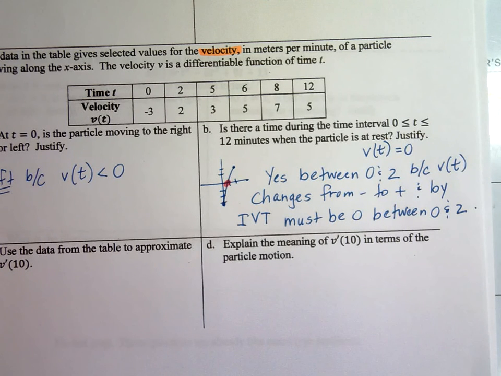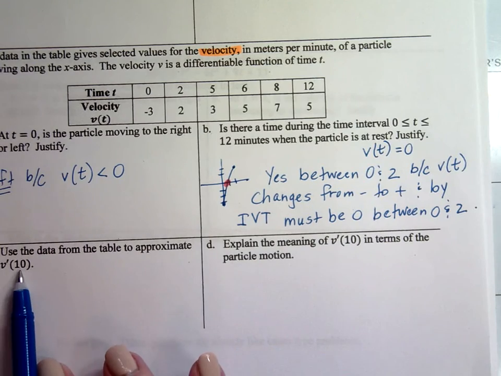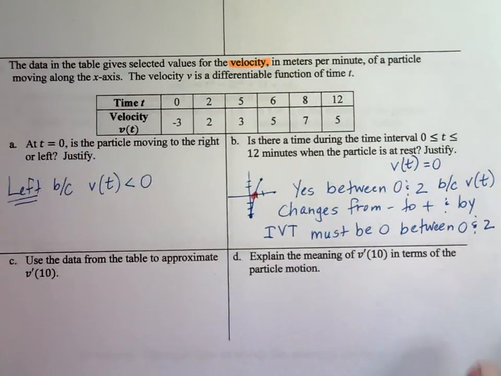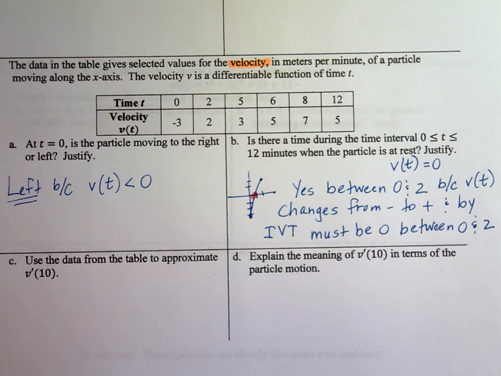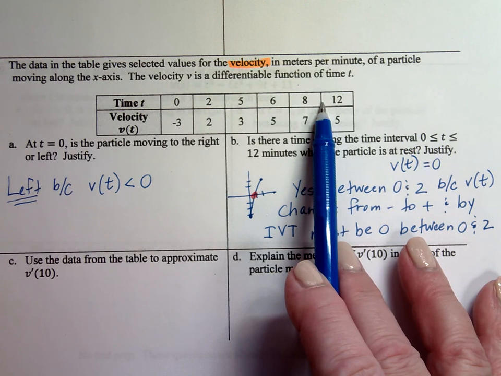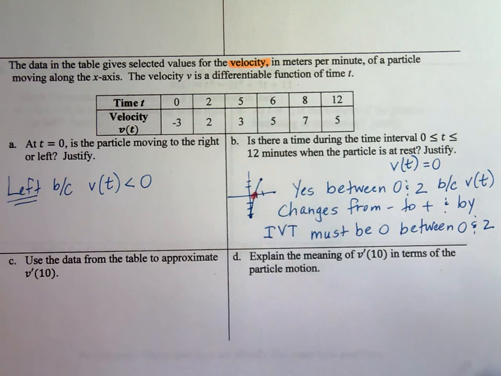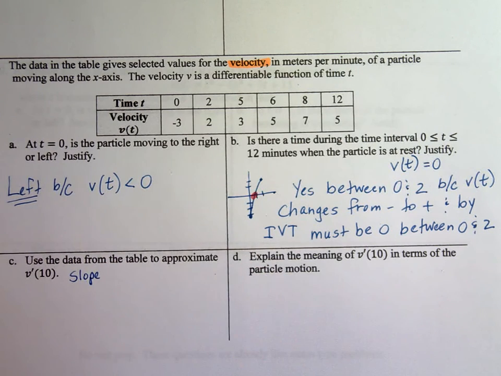All right. Then it says use the data from the table to approximate v prime of 10. In other words, they want you to make a derivative out of this. So think about this. If I've got a table of values and you want to find the derivative, how do you do that? At 10 nonetheless, 10 that isn't even on your chart. So if I want to figure out what it is at 10, the only thing I can do is figure out what the slope is. That'll give me a derivative. That's my only hope from a chart.